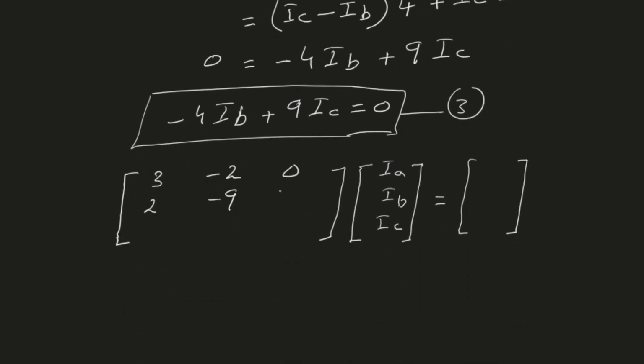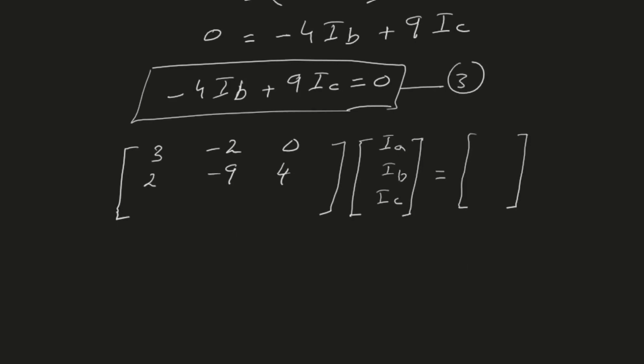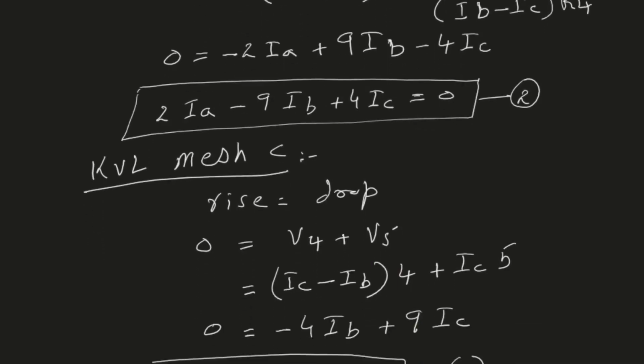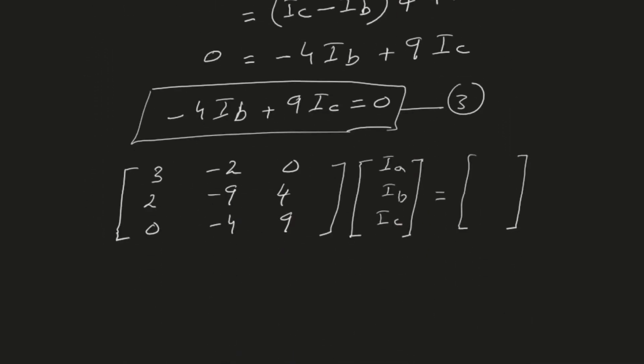2, -9, and plus 4. And the third equation is 0, -4, and 9. The constants on the right-hand sides are from equation 1. I have 10. Equation 2 is 0, and equation 3 is 0 as well. So I have 10, 0, 0.